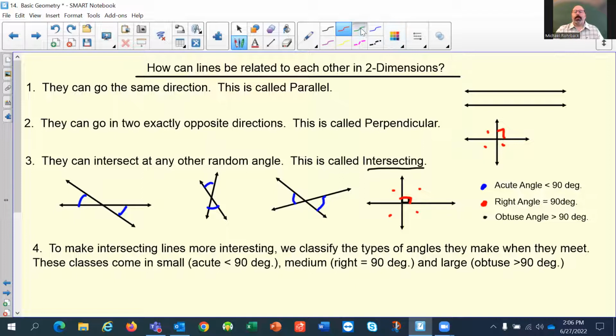Okay. The last one that we're going to look at is obtuse. Now, if somebody calls you obtuse, they're saying that you're a little thick-headed, that you just don't get it. But in geometry, obtuse means bigger than 90.